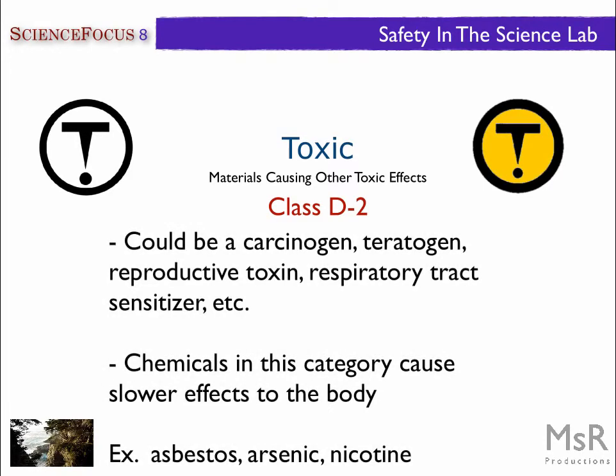A pure substance or mixture that could be any one of the following: a carcinogen, a teratogen, a reproductive toxin, a respiratory tract sensitizer, an irritant, or a chronic toxic hazard. They all fall into class D2 toxic materials. Chemicals that fit into this category cause slower effects to the body. So those would be things like asbestos, arsenic, and nicotine. They're all toxic substances.